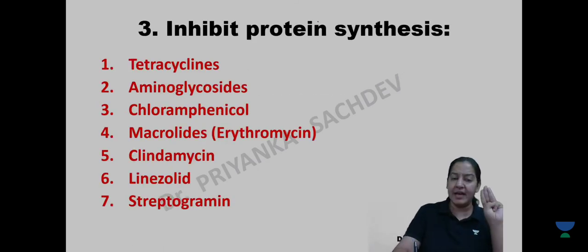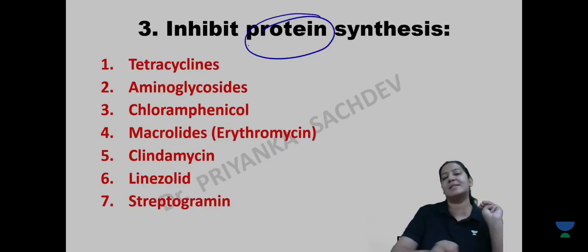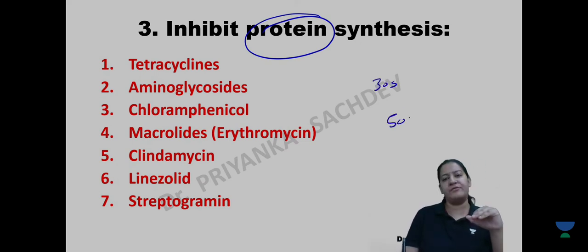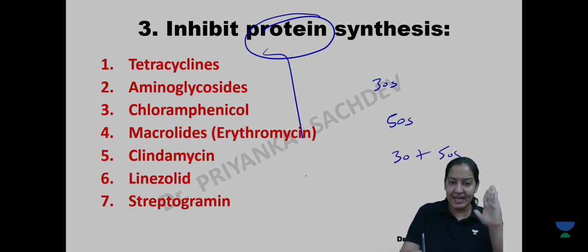Coming to the third category, the drugs which inhibit protein synthesis. Now, some of them act on 30S of the ribosome, some of them act on 50S, some of them act on both 30S plus 50S, right? But they are 7 in number.